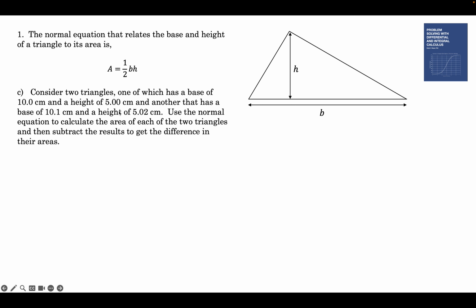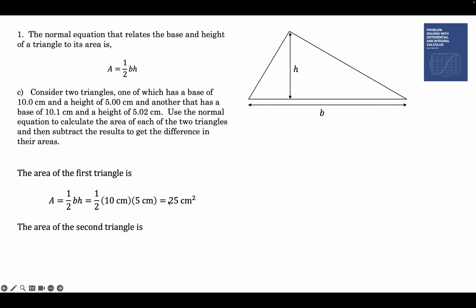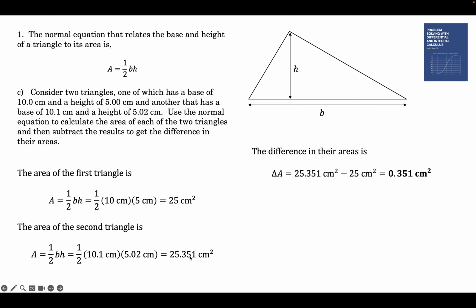Here we have some numbers. We have one triangle, base of 10 centimeters, height of 5 centimeters. Another triangle, base of 10.1 centimeters and a height of 5.02 centimeters. We're going to use the normal equation to get the area of each of those and then subtract the areas to get delta A. So the first triangle, 1/2 base times height, that's 25 square centimeters. That's the area of the first triangle. The second triangle, 1/2 times 10.1 times 5.02, and we get 25.351 square centimeters. The difference is 0.351 square centimeters. That's delta A.